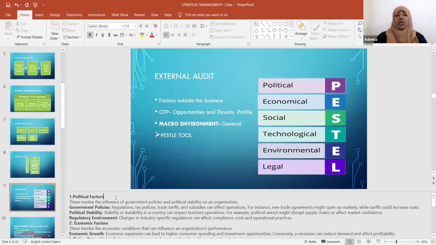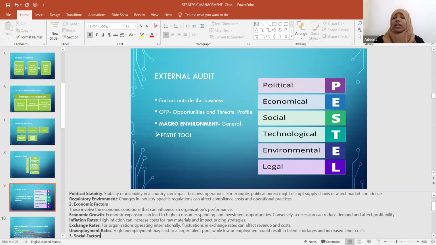All right. So the PESTLE factors, the first one is the political factor. Political factor includes all the political activities like government policies, political stability, regulatory environment, etc., that have an impact on the organization. The second factor in PESTLE analysis is the economic factors. Economic factor involves economic growth, the inflation rates, the exchange rates, and all other economic activities undergoing in the environment of the business that have an impact on the business.